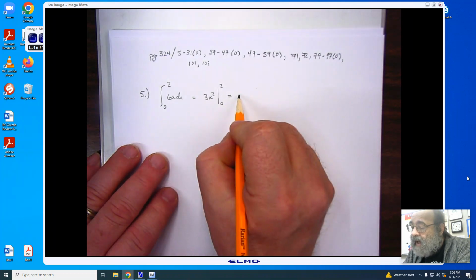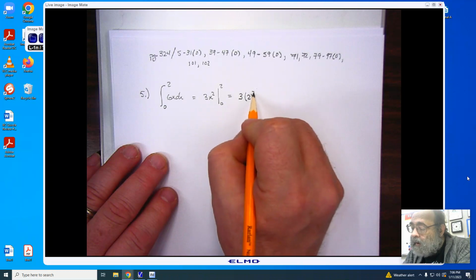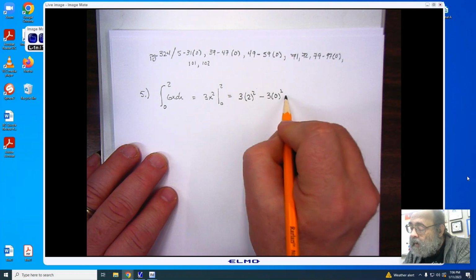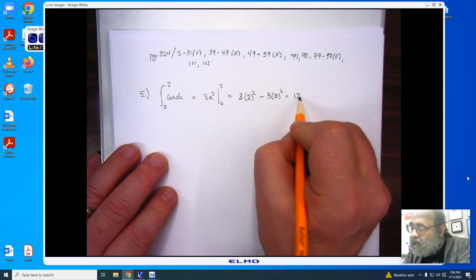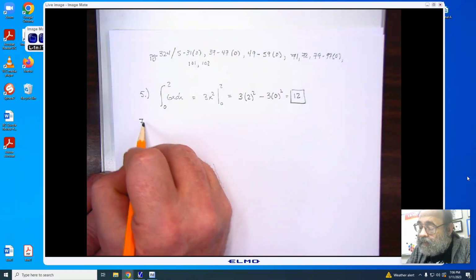We're now going to plug in our value at the top first. 3 times 2 squared minus 3 times 0 squared, and we end up getting 12. 12 is then our answer. Let's go to number 7.